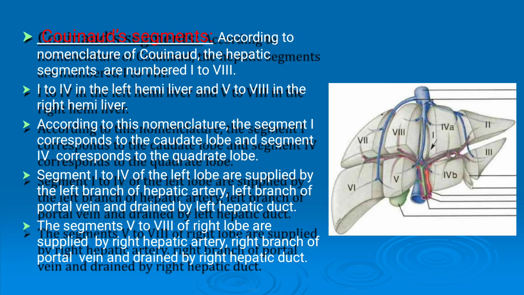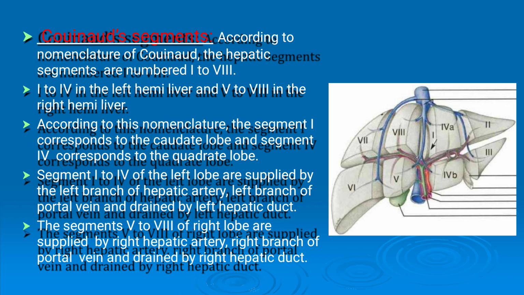We want to discuss Couinaud's segments. According to the nomenclature of Couinaud, the hepatic segments are numbered 1 to 8. Segments 1 to 4 are in the left hemiliver, and segments 5, 6, 7, 8 are in the right hemiliver. According to this nomenclature, segment 1 corresponds to the caudate lobe and segment 4 corresponds to the quadrate lobe.